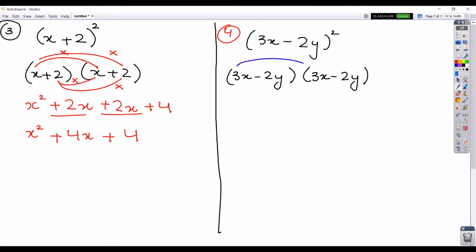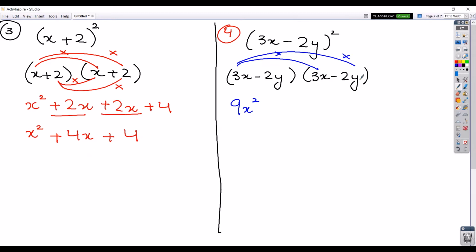So the first term will go with the first one, multiplied together. So 3x times 3x is 9x squared. How we are getting this 9x squared is we multiply the numbers together, 3 times 3 is 9, and then we do the variables, which is x times x is x squared. We're going to do the first term with the second term here. So now we're going to consider there's a minus sign here.